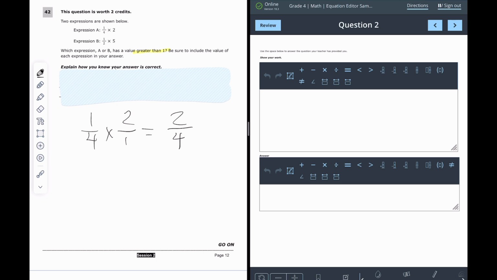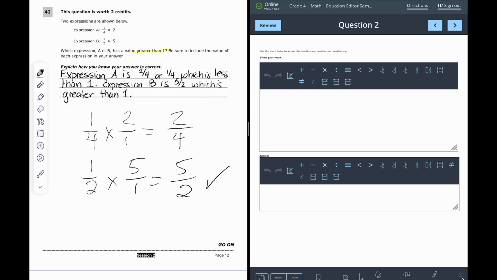Well, 2/4 is definitely less than 1. And here's B. Well, this one is more than 1. So I know that because my numerator is bigger than my denominator. So that's kind of what they're looking for. So this is my thinking. Expression A is 2/4 or 1/2, which is less than 1. Expression B is 5/2, which is greater than 1.